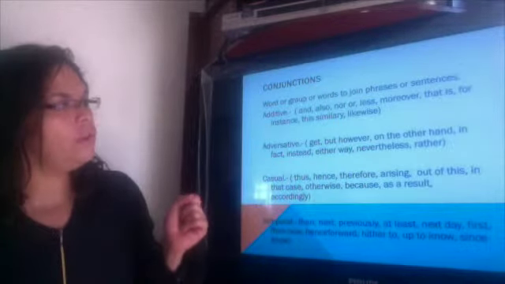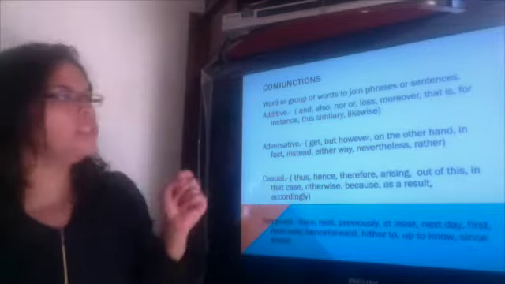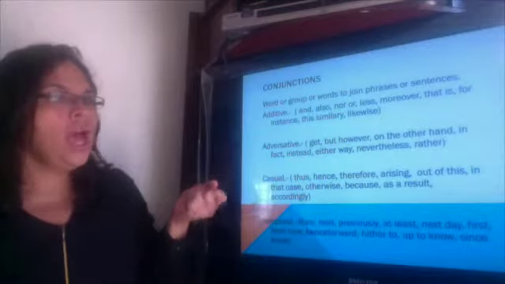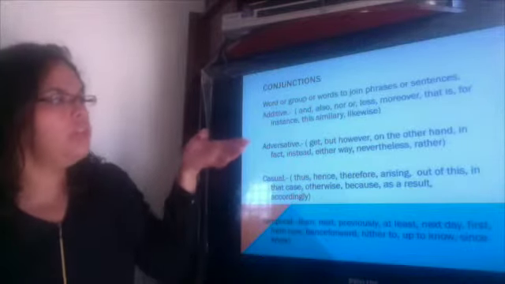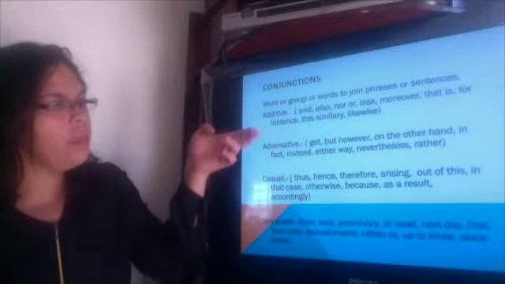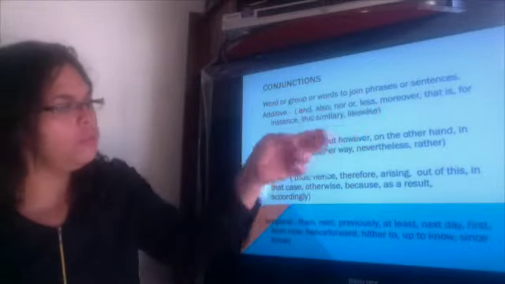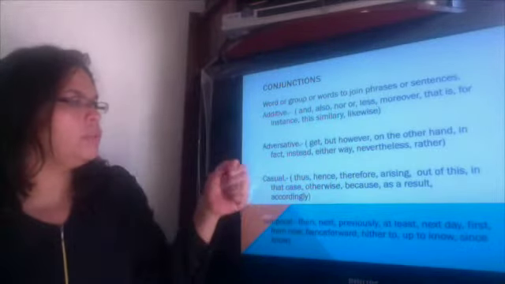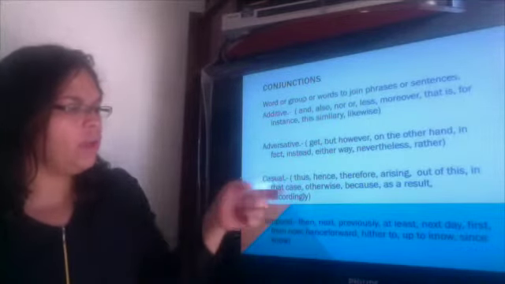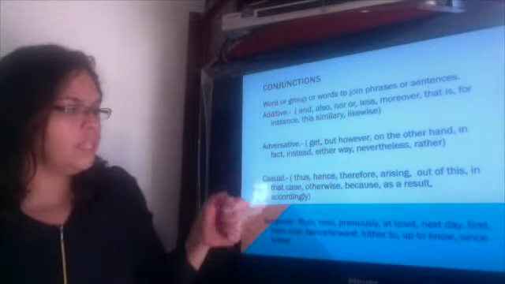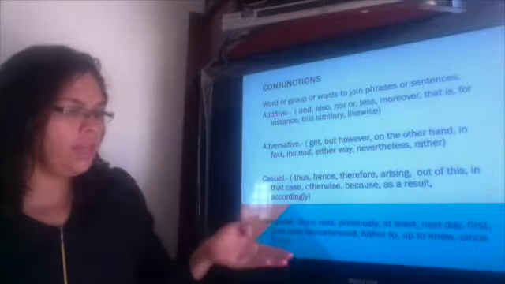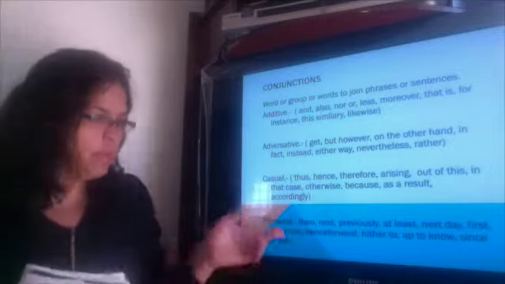And the last one for the cohesion is conjunctions. The conjunction is a word or group of words to join phrases or sentences. And we have a division here too: additive, adversative, causal, and temporal. In additive, we have some like and, also, nor, or, moreover, and some other ones. Adversative: yet, but, however, on the other hand, in fact. Causal will have those: hence, therefore, in that case, otherwise, because, as a result, accordingly. And in temporal: then, next, previously, at last, next day, and some others.